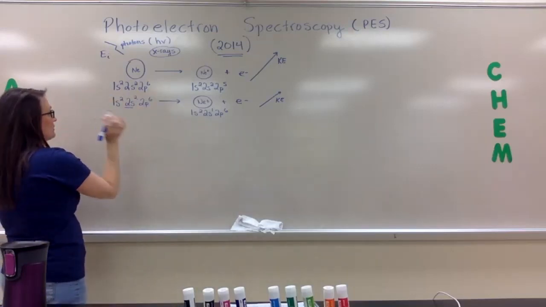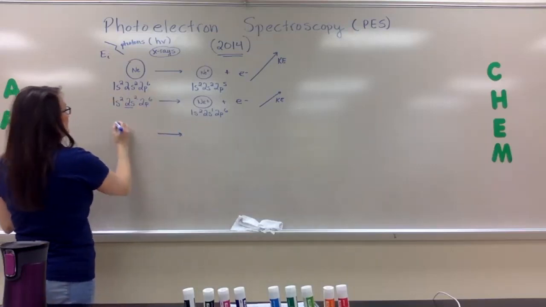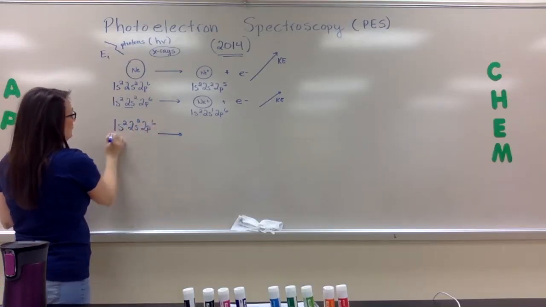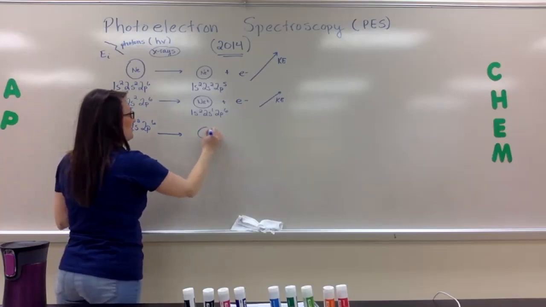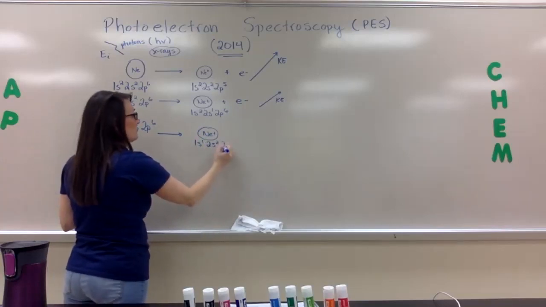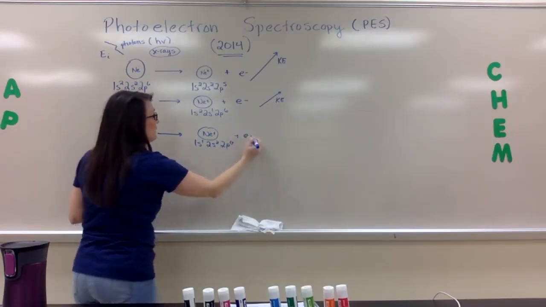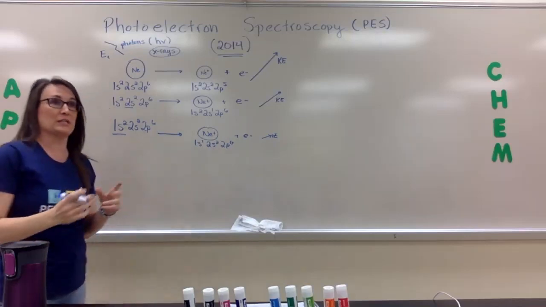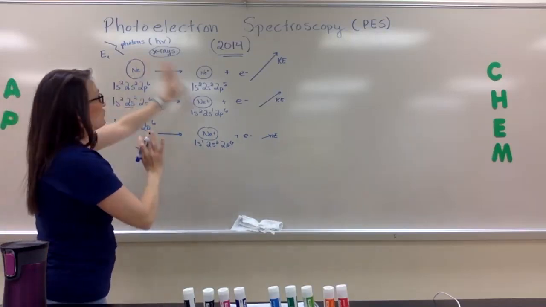And now how did they do this? Let's not worry about that, okay? They did this again and said, okay, well, what if we try to remove one of those? So it's still going to be neon plus, it's going to be 1s1, 2s2, 2p6 plus an electron. And it was only a small amount of energy, kinetic energy, that was released, okay? So here's the math. So that's what happened.